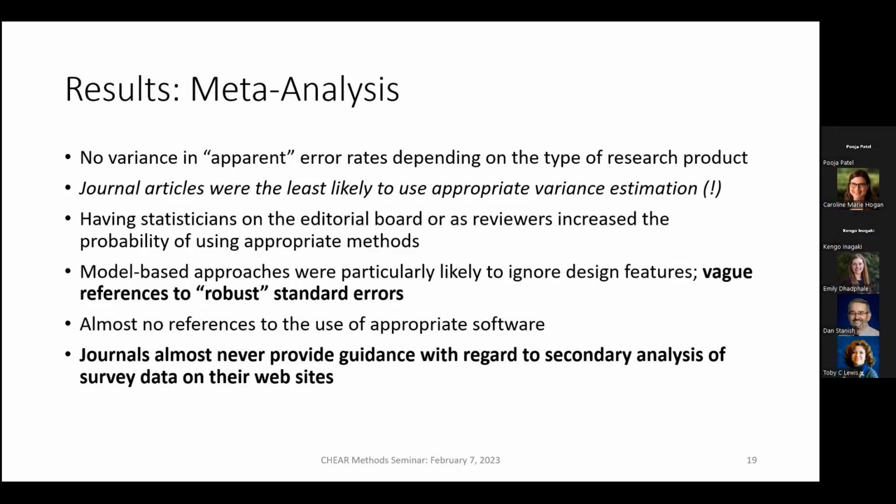But one of the things we found is that the journals almost never provide guidance with regard to appropriate secondary analysis of survey data, which you would think would be important if the journal is going to accept these kinds of articles, but it's never there. Journals will say, we want to see response rates, missing data, and sample sizes, but you'd think this is more important. It's just never there. So it's interesting.